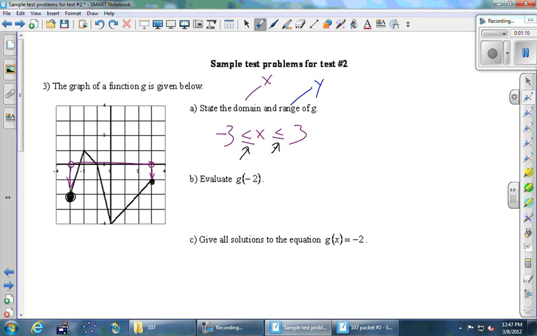Okay, let's find the range. Same idea, but now range is concerned with the y values. So this graph starts at the bottom at -4 and then goes all the way up here until we get to the top of the graph at +1. And so the range is everybody between -4 and +1.